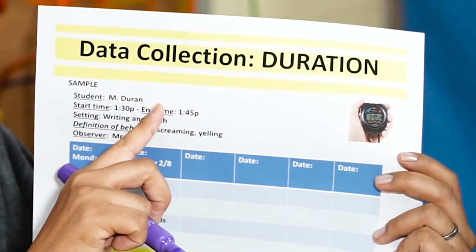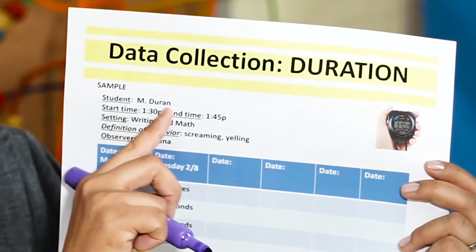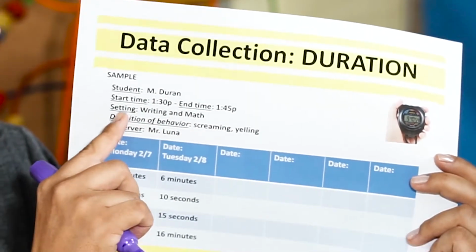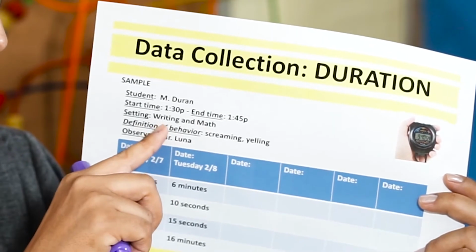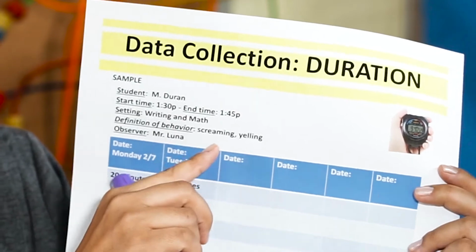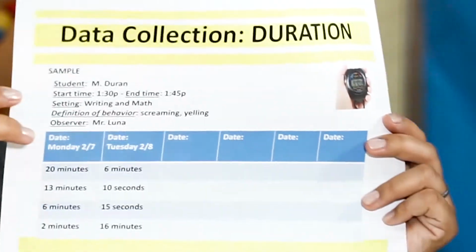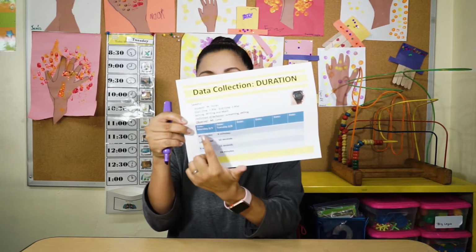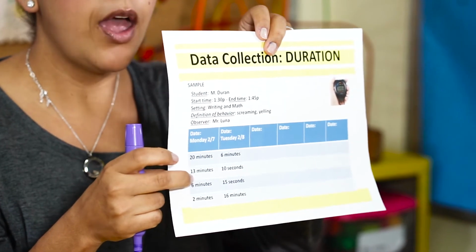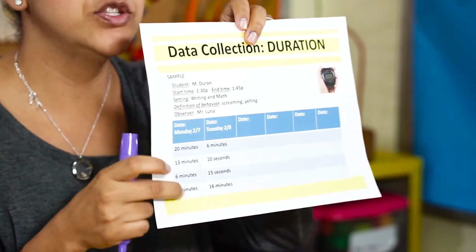You always want to indicate the student's name, the time of day that the observer is watching for the behavior, what is occurring. For this student, he's engaging in writing activities and math tasks. And then we are looking at screaming and yelling behavior. So on Monday, he screamed/yelled for a 20-minute period, and then again for a 13-minute period, and so forth.